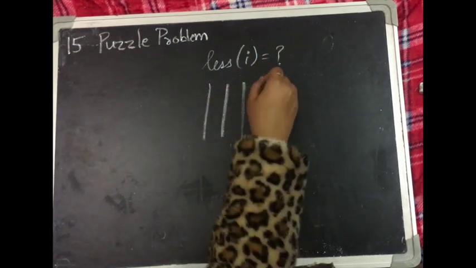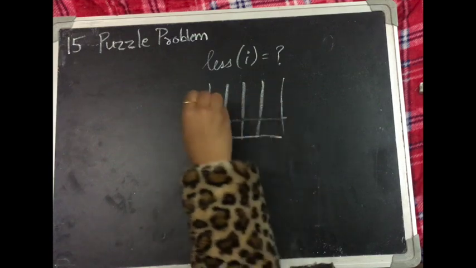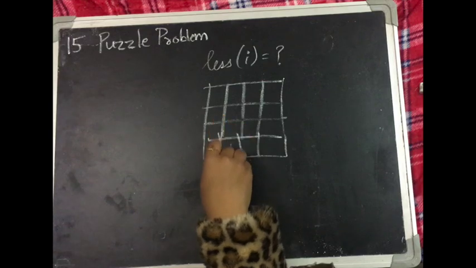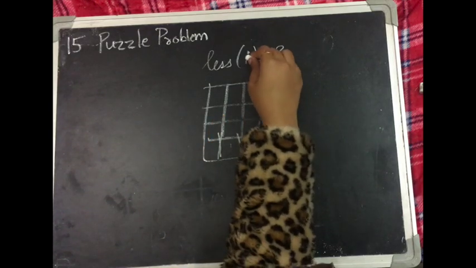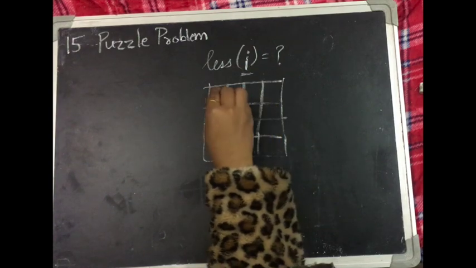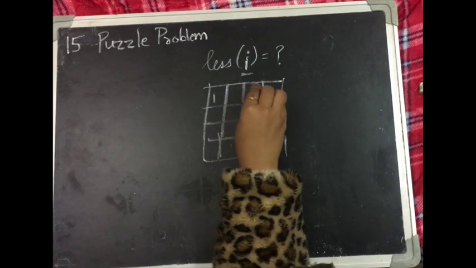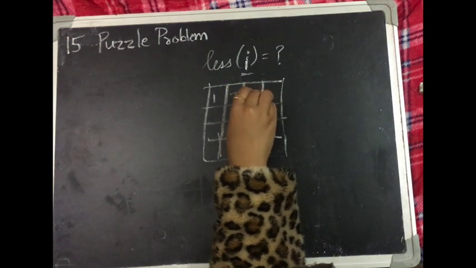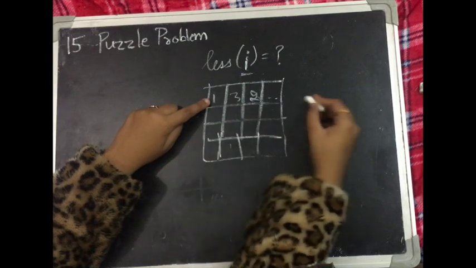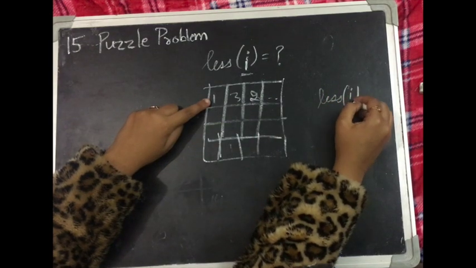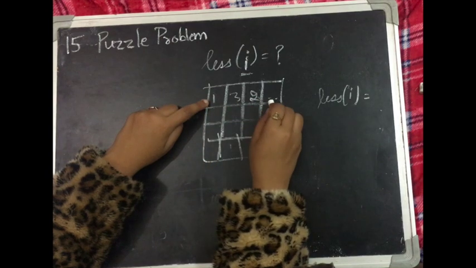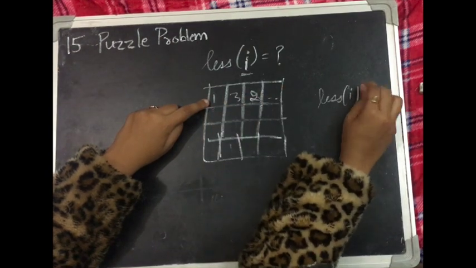Suppose this is my matrix. Any number smaller than this I should not be present after it. For example, I have 1, 3, 2 and so on. So what will be less of 1? Do we have any number smaller than 1 in front of it? No, 1 is the smallest. So less of 1 is 0.